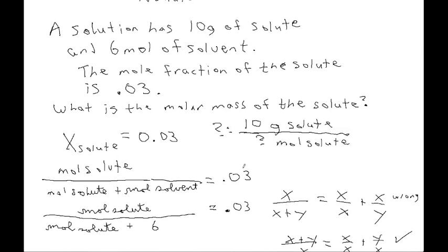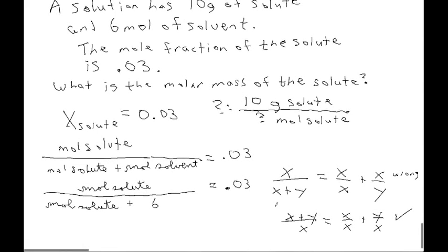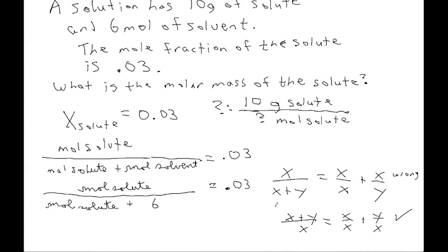Okay. Now what? Now we would just multiply 6 by 0.03 and we'll get 0.18. Okay, so what's the new equation?